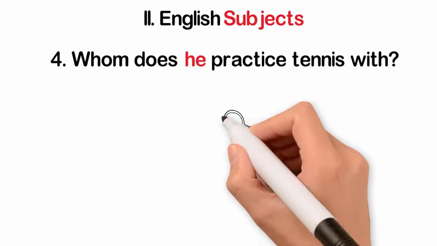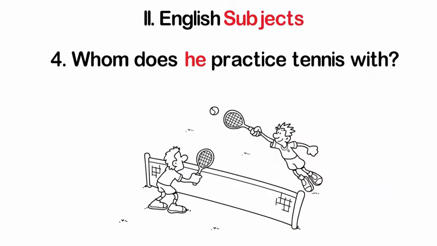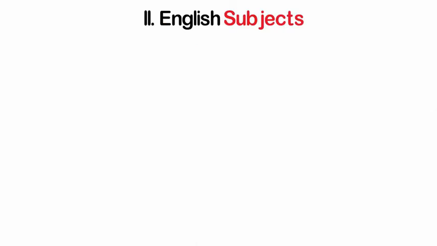4. Whom does he practice tennis with? This example is a question, and notice that here the subject is he, as the subject he is the one doing the action of practicing.